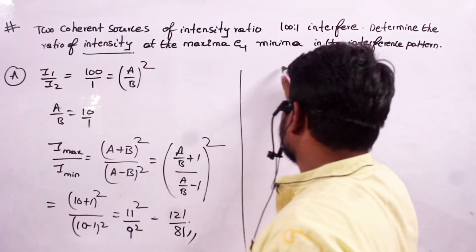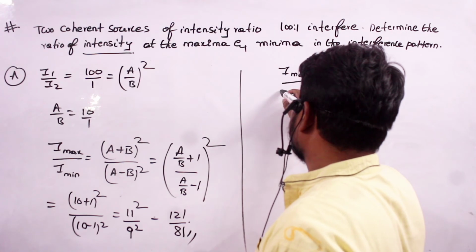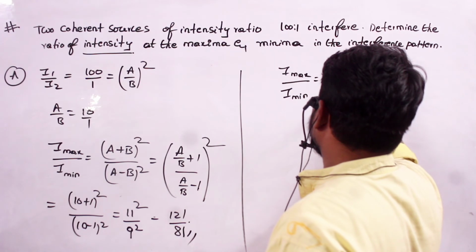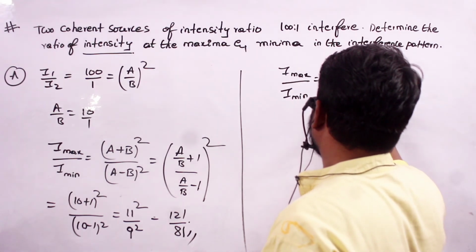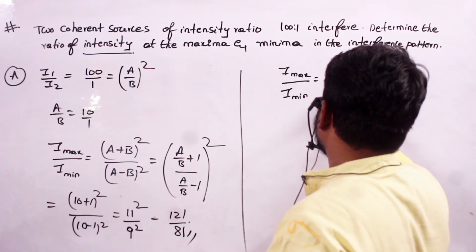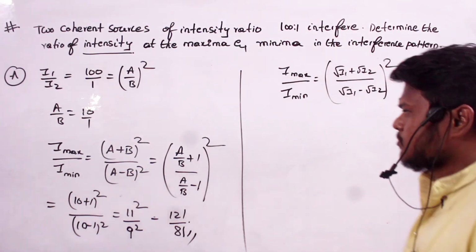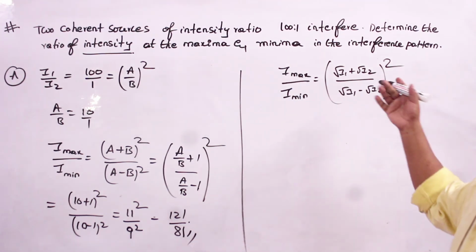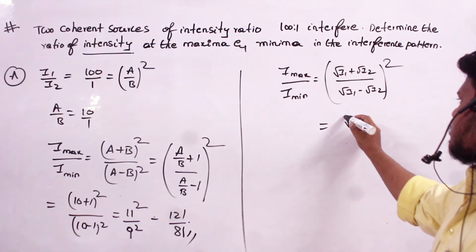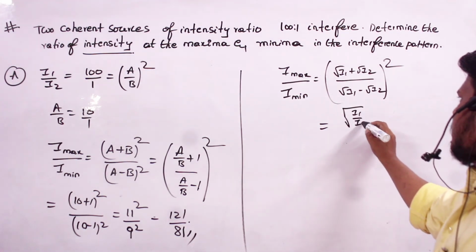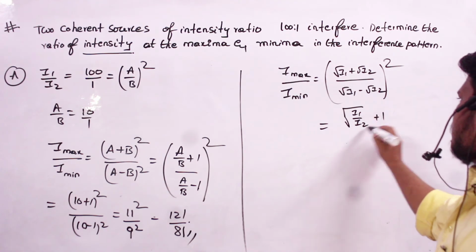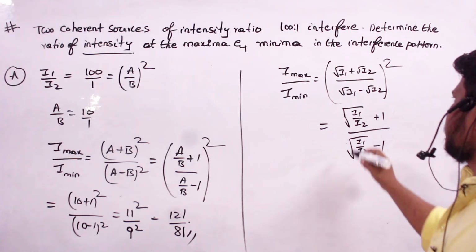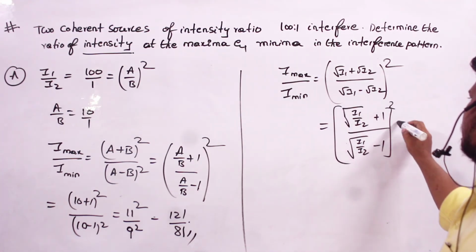So let us try by another method. I max divided by I min is equal to (root I1 + root I2) divided by (root I1 - root I2), whole square. This formula also we have, no? So how can I do this one? Just divide by root I2, root I2 by root I2. Then the same equation I can write like this also: root of I1 by I2 plus 1 divided by root of I1 by I2 minus 1, and whole square. Clear?